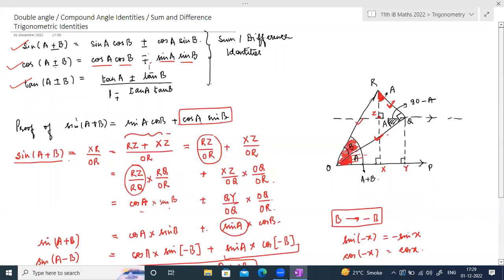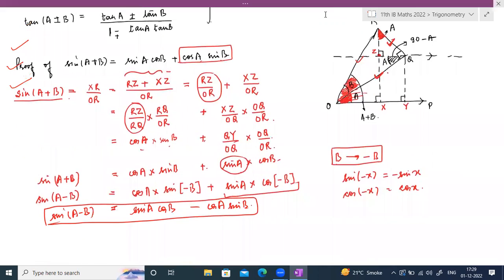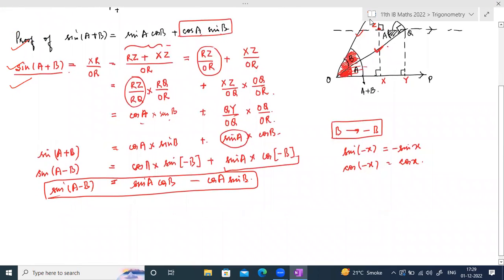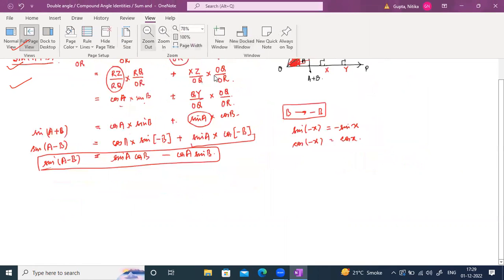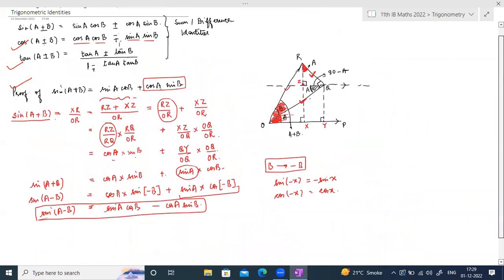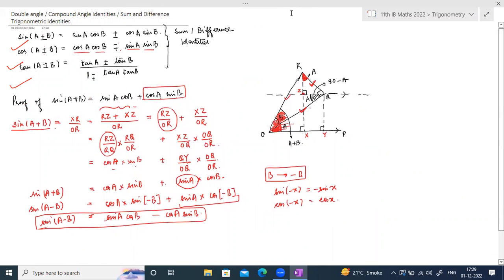Right? Now, how do we find cos A plus B? Can we convert sin A plus B into cos A plus B somehow? I think we can. So, cos of 90 minus x is equal to cos x, right? Very good. We can use that. You are thinking in the right direction.